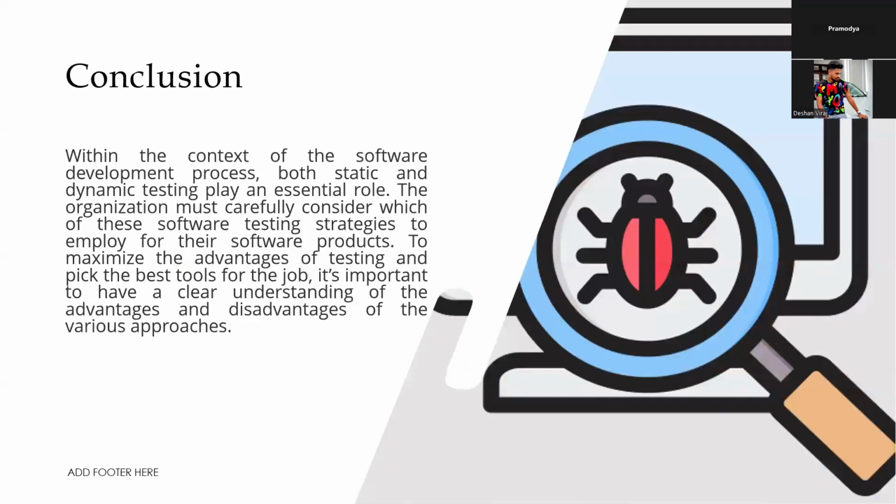And to conclude, within the context of the software development process, both static and dynamic testing play an essential role. The organization must carefully consider which of these software testing strategies to employ for their software products to maximize the advantages of testing and pick the best tool for the job. It's important to have a clear understanding of the advantages and disadvantages of the various approaches.